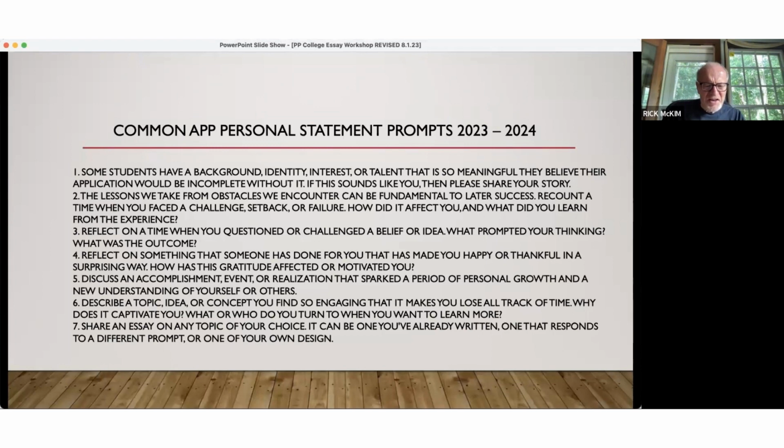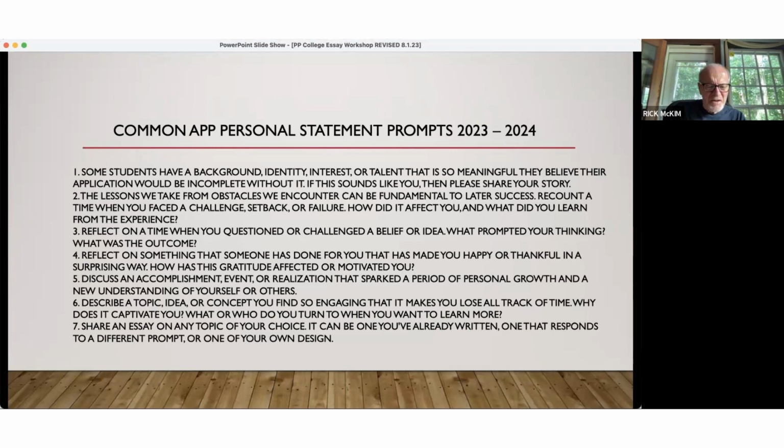Now look at this, share an essay on any topic of your choice. It can be one you've already written, or one to a different prompt, or one of your own design. So there's a prompt that's so general, it's not even a prompt. It's just whatever you've written, submit it. Now, I'd personally be wary of that unless you're a really strong creative writer and really good at writing and confident of that. It's better to tie your essay to the slightly less vague 1 through 6 and try to find the one that fits your essay the best.